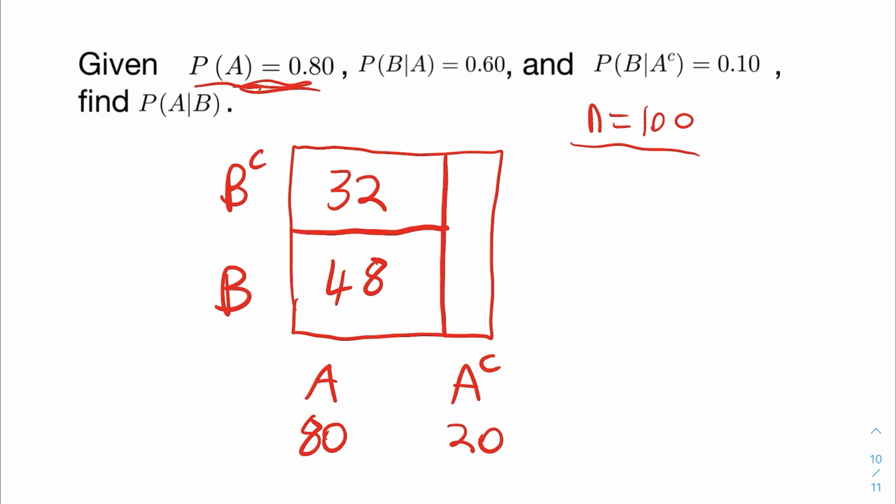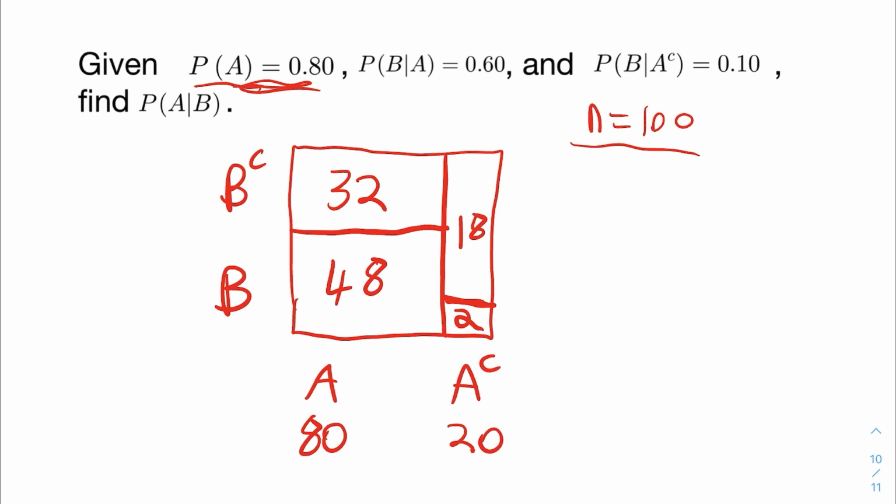Now let's do the same thing for A's complement. There's 20 things over there. But I know the probability of being in B, given that you're already in A's complement, is 10%. So out of these 20 that are already in A's complement, 10% of them are also in B. 10% of 20 is only 2. So there's only 2 things here. And the rest of the 20 are in B's complement. That's 18 in total. All right?